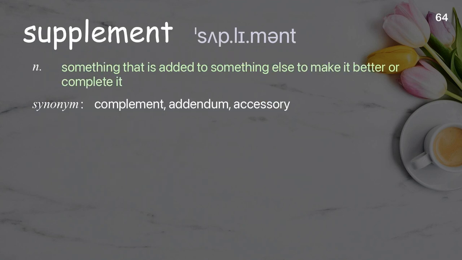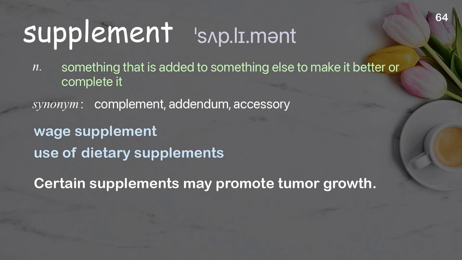Supplement: something that is added to something else to make it better or complete it. Examples: wage supplement, use of dietary supplements. Certain supplements may promote tumor growth.